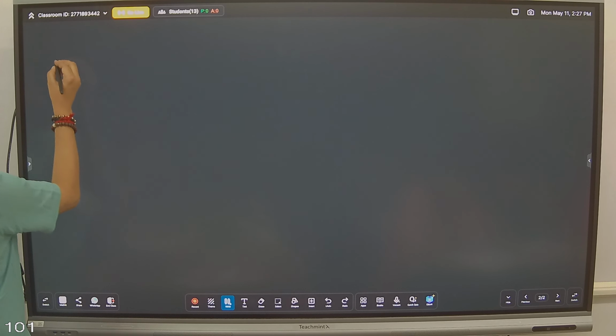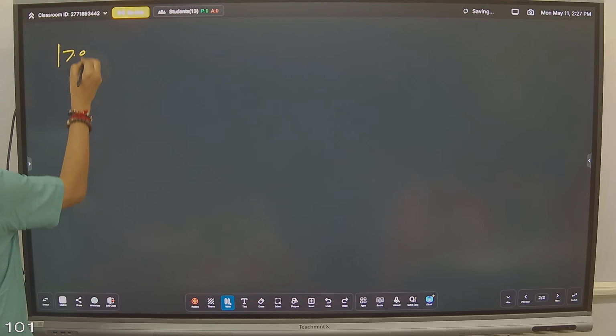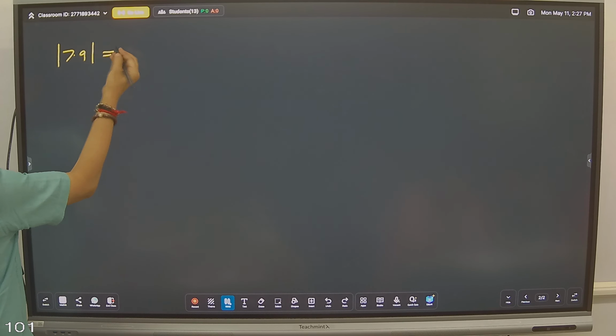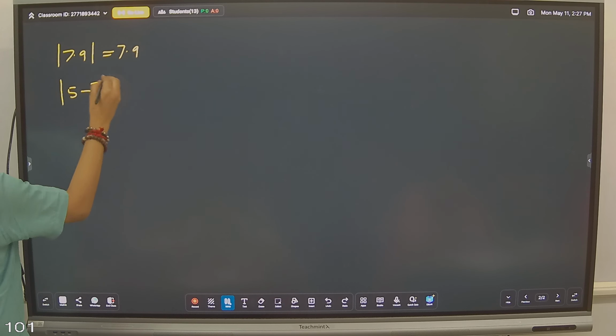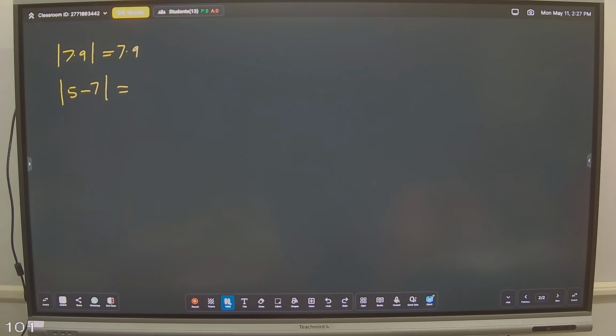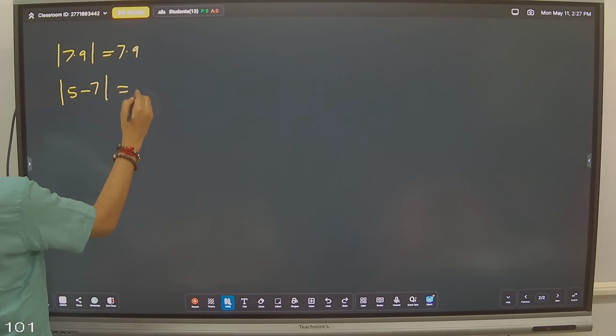So, what is the magnitude of 5 minus 7? Speak. 2. Actually, it's a minus 2 value, but mod is there, so it is 2.